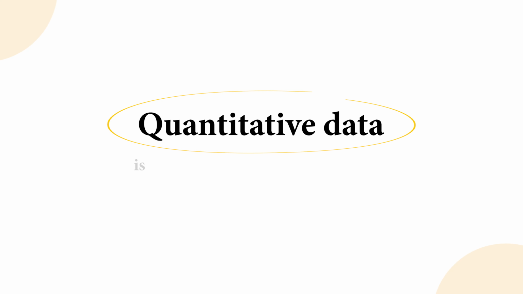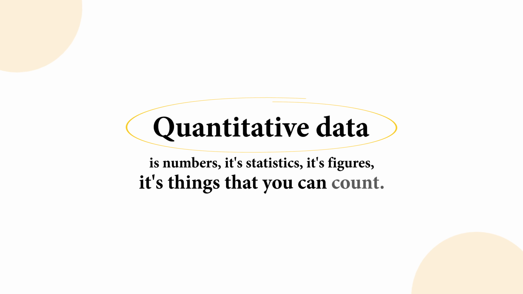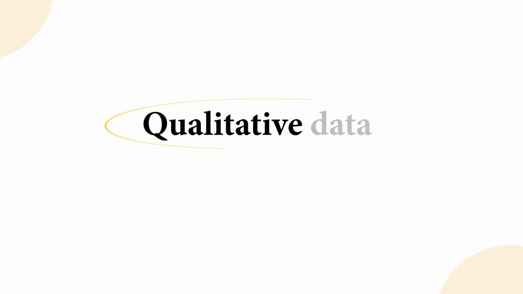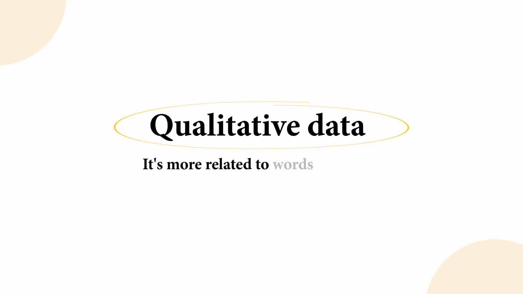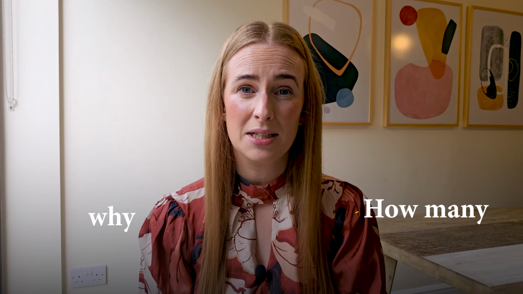So quantitative data is numbers, it's statistics, it's figures, it's things that you can count. Quantitative data could be things like 30% of our employees use the on-site gym every week, or our weekly newsletter has an open rate of 65%. Quantitative data tends to answer the question what or how many. Qualitative data is different. It's more related to words and ideas and concepts rather than numbers. And qualitative data will try to answer the question of why rather than how many or what.